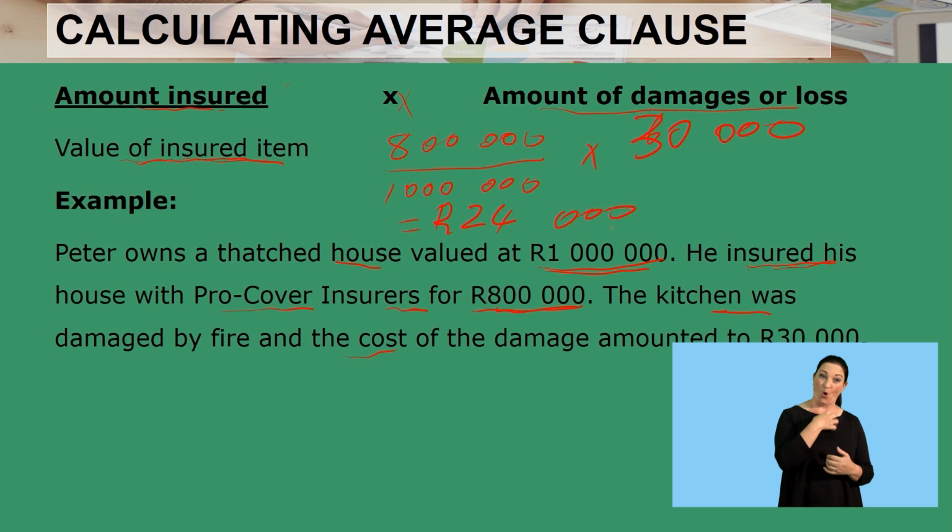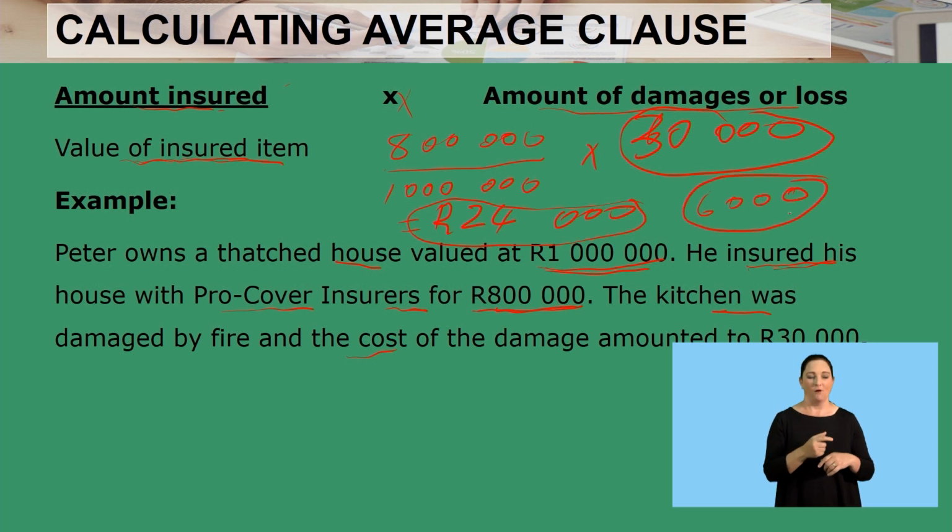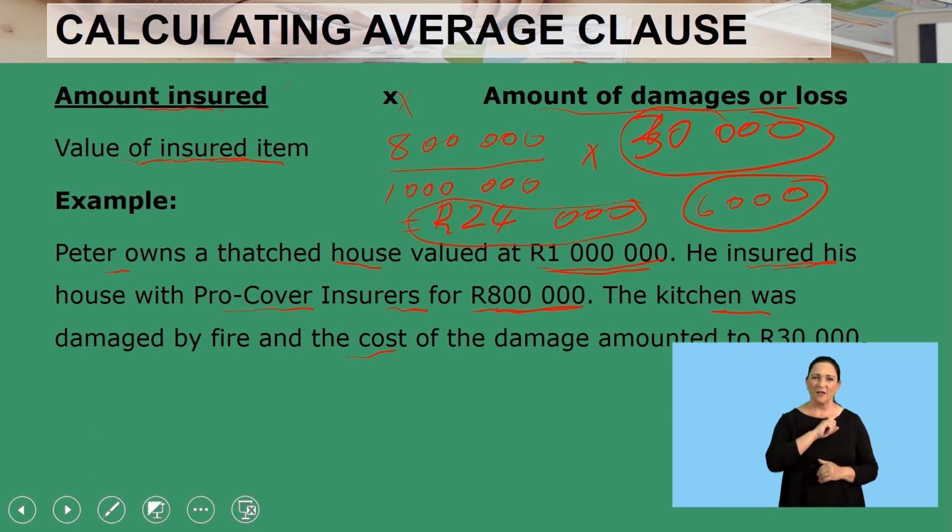owner or the business. We are saying the total amount of damages is 30,000. So this is to say, if the insurance company will pay 24,000, it means the 6,000 will be paid by the owner of the house, which is Peter in this case. So that's what we mean when we are looking into average loss and how the insurance company would deal with the situation of underinsurance.